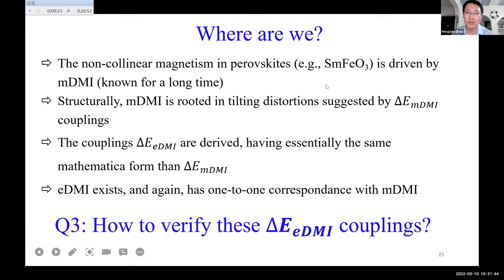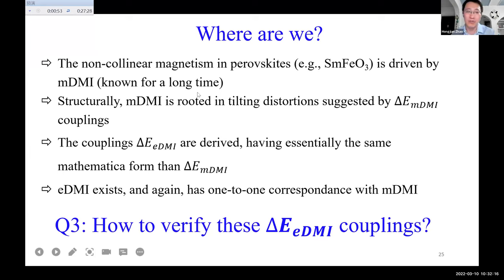And we have known for a very long time that it is driven by the magnetic Dzyaloshinskii-Moriya interaction. Then Professor Long Belish has done some theoretical work, and it reveals that the magnetic Dzyaloshinskii-Moriya interaction is indeed rooted in the tilting distortions, like the tilting of the octahedra in perovskite, and it is suggested by the delta E, so MDMI couplings.